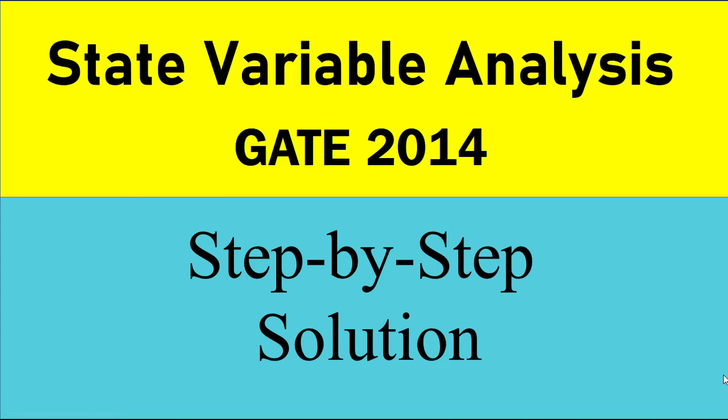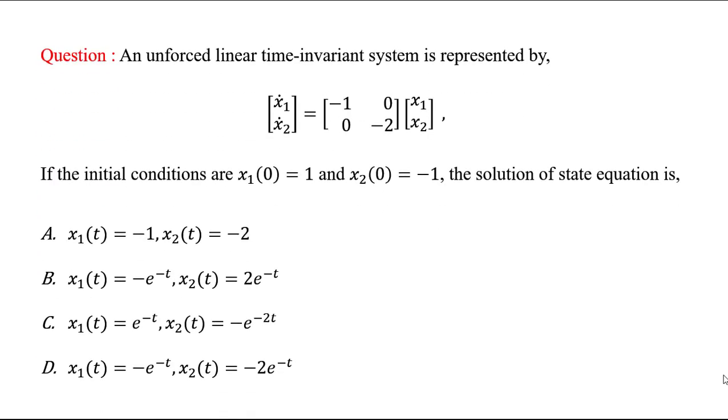Welcome back. Today I am going to solve 3 questions based on the GATE examination 2014 from the Electronics and Communication Engineering branch. The first question is: an unforced linear time invariant system is represented by the state space representation. If the initial conditions are x1(0) equals 1 and x2(0) equals minus 1, the solution of the state equation is option A, option B, option C or option D.